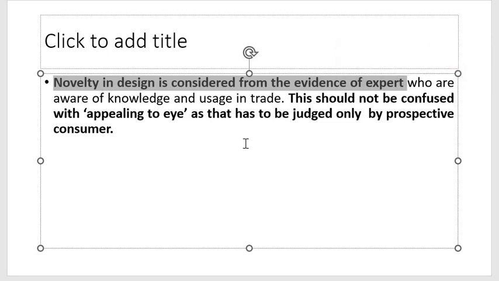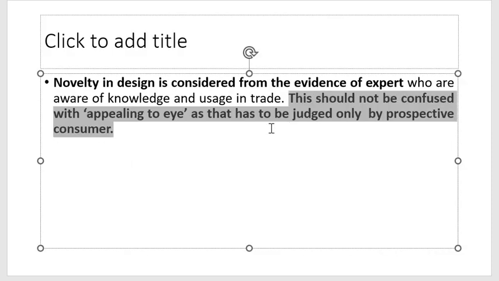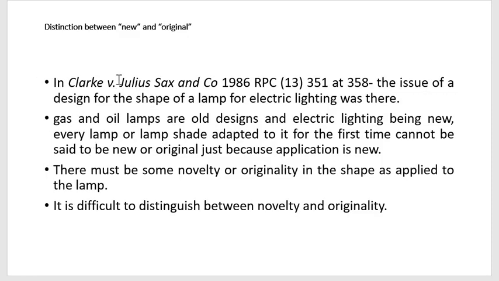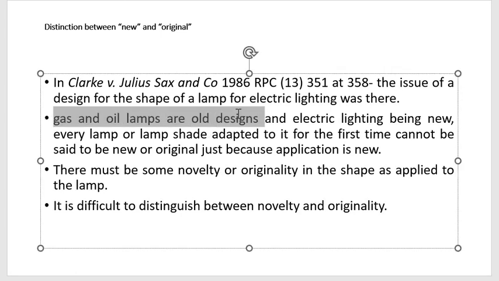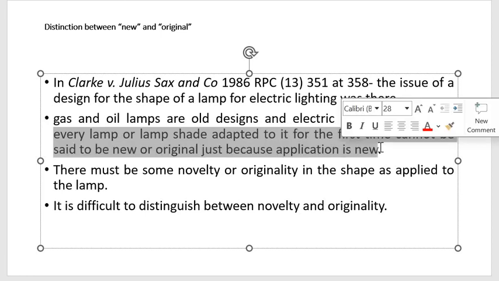And this is not the only requirement. It has to be distinguishable from other existing designs, and they also see whether it is not similar to others. This comes at the time of registration automatically. Now in this case, Clark versus Julius, what happens? Gas and oil lamps were there. They were old designs, and electric lighting is a new design. So every lamp or lampshade adapted to it for the first time cannot be said to be new or original just because the application is new.